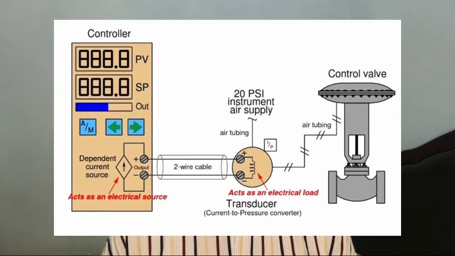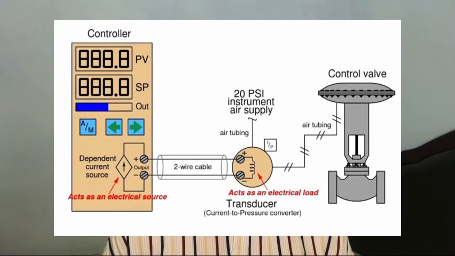This current, as it flows through the wire coil of the I2P transducer mechanism, creates a magnetic field inside the I2P to actuate the pneumatic mechanism, producing a 9 psi pressure signal output to the control valve. 9 psi is exactly halfway between 3 psi and 15 psi in the 3 to 15 psi signal standard range. This should move the control valve to the halfway position.